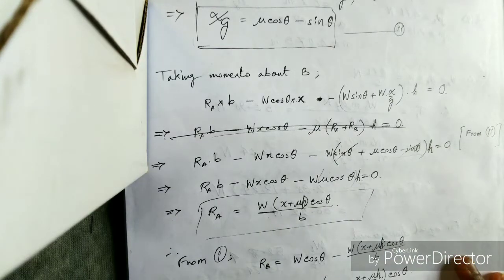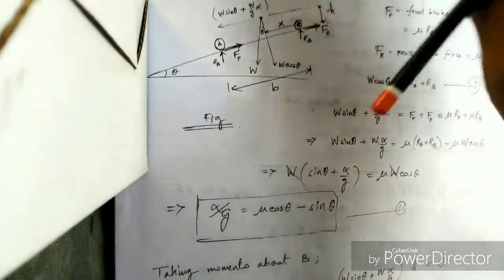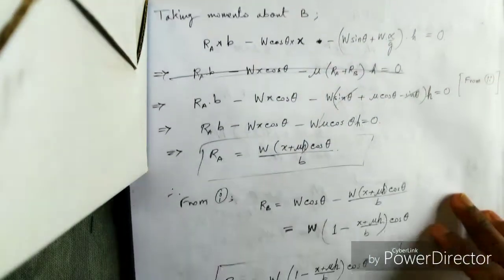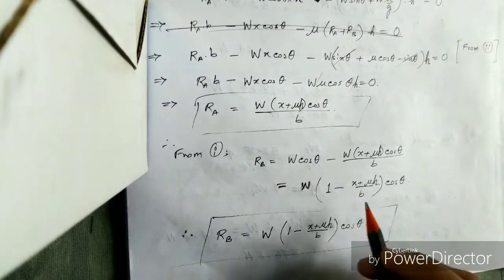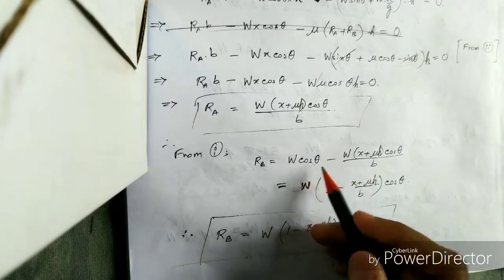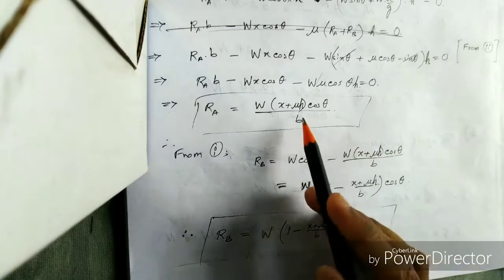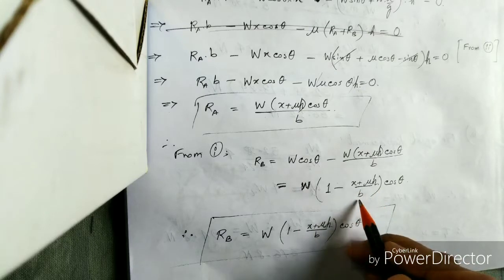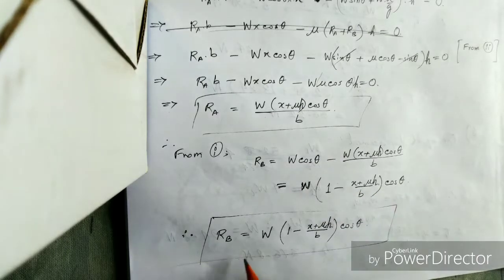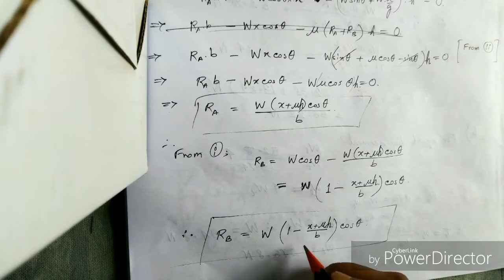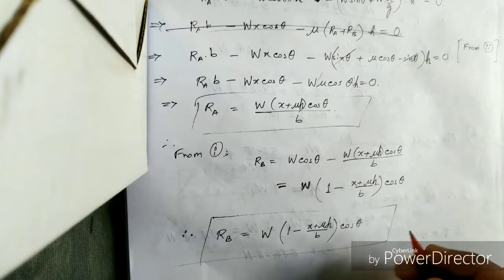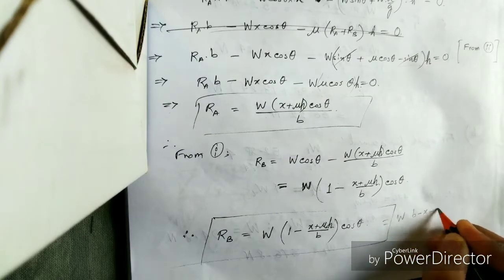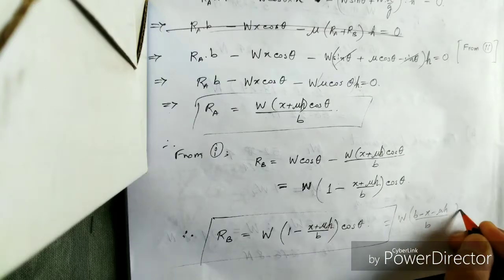Now let's get to equation 1. Equation 1 says that W cos theta equals RA plus RB, so from this equation we can get the value of RB. Just put the value of RA and subtract it from W cos theta. This was the value of RA. Put it here and take W common, and you get 1 minus X plus mu H by B into cos theta. So that's your RB, which is W into 1 minus X plus mu H by B into cos theta. You can also write this as B minus X minus mu H by B into cos theta.